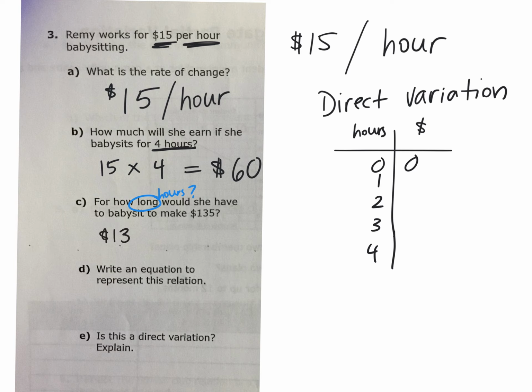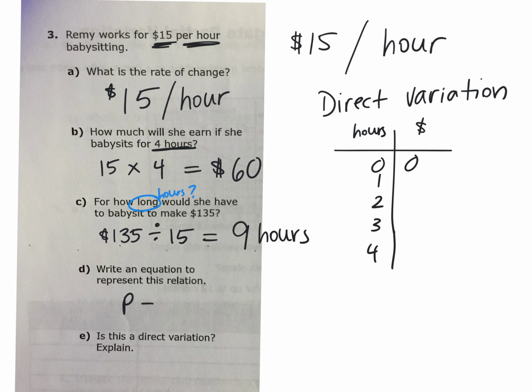You did $135, and we know that she makes $15 every hour, so we have to figure out how many times does 15 go into 135? You divided by 15. We're trying to figure out how many times does that go into 135, and the answer is 9 hours. So what would be your equation if you were to write an equation for this?